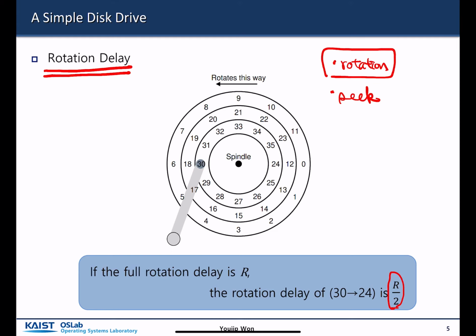For example, if the current head is on sector 30, and you want to read sector 24, then you have to rotate the entire platter by 180 degrees. That is half of the entire rotation. The rotational delay will be half of the full rotational delay R.